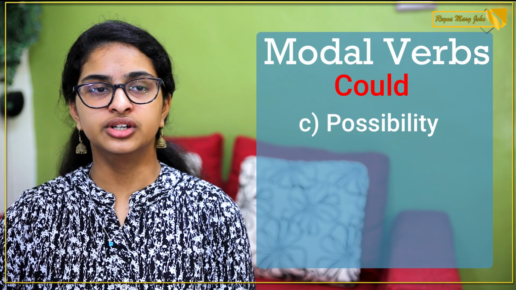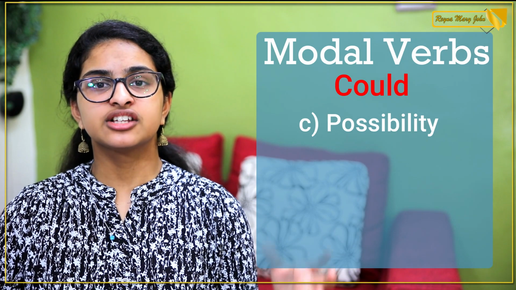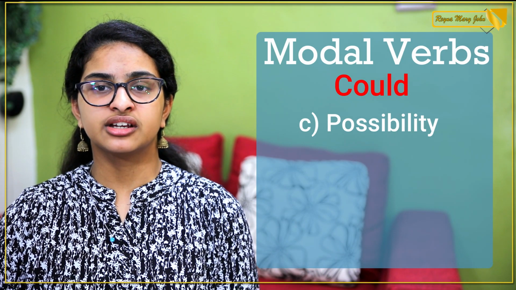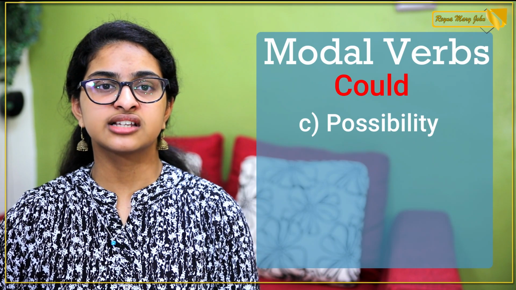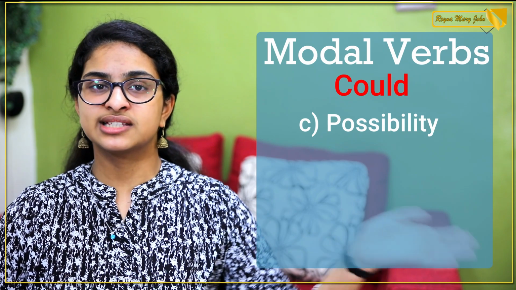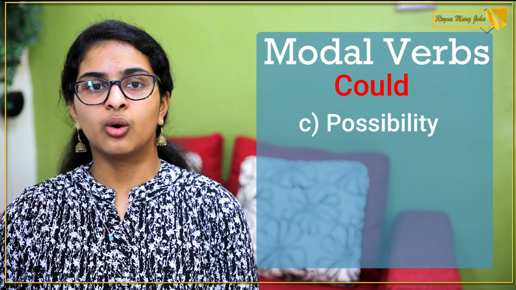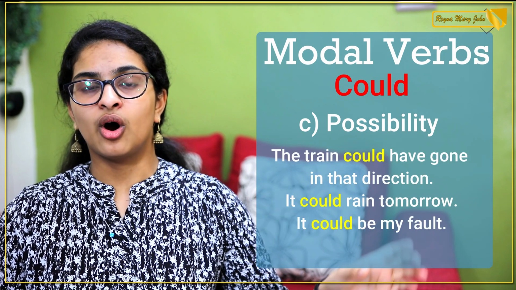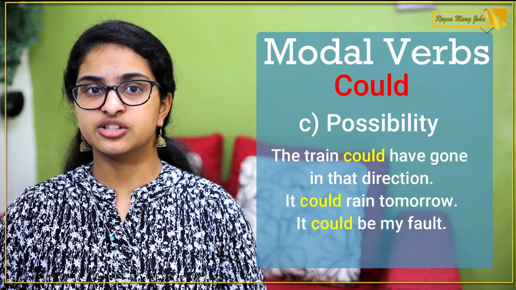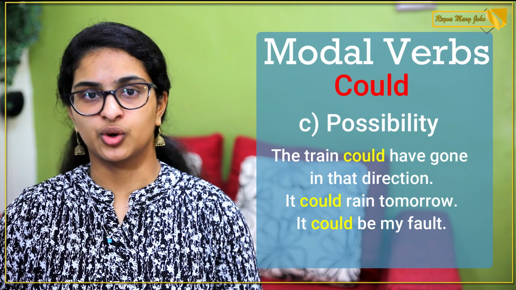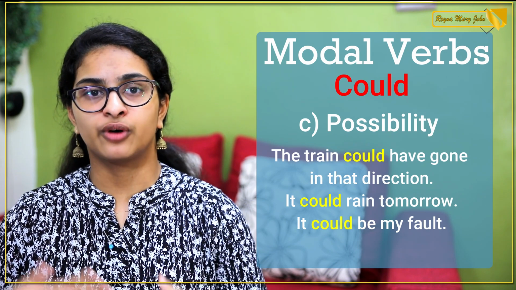Another usage of could is possibility. Possibilities of something happening. Say the train was late and it hasn't come in yet. And suddenly you get a message on your phone saying that one train has been misled into another railway. So you could say, oh, the train could have gone in that direction. Other examples are, it could rain tomorrow. There's a possibility of rain happening tomorrow. It could be my fault. There's a possibility it is my fault.